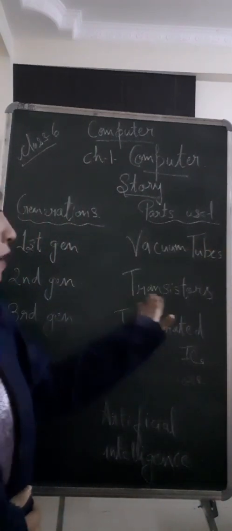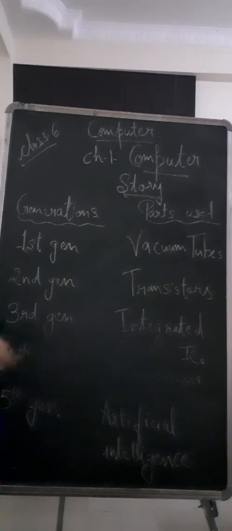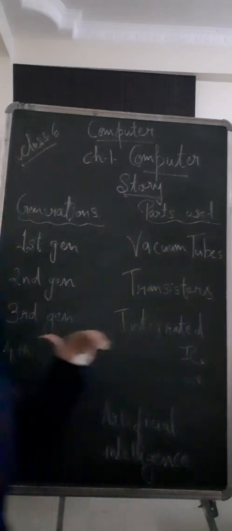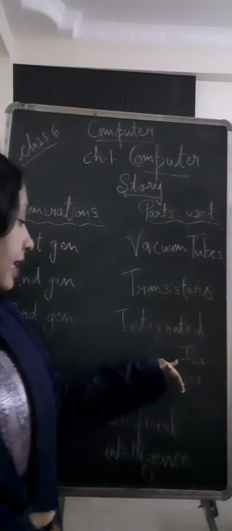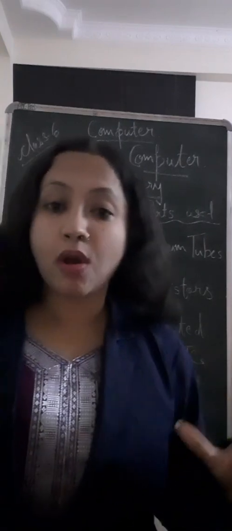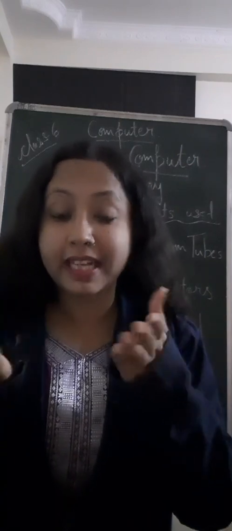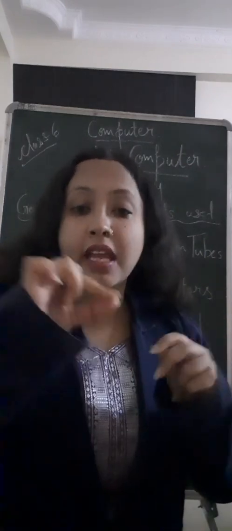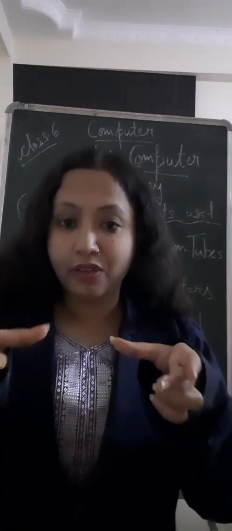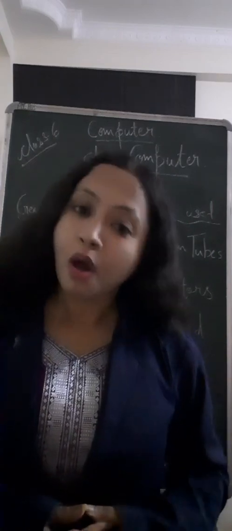Now, children, after transistors, our very next generation, that means the third generation, or we can say our parents kind of, they were using integrated circuits. Integrated circuits are ICs. They are very small rectangular box like things, having many circuits encrypted in a very small rectangular box like place. That picture also I have shown you in the online classes.